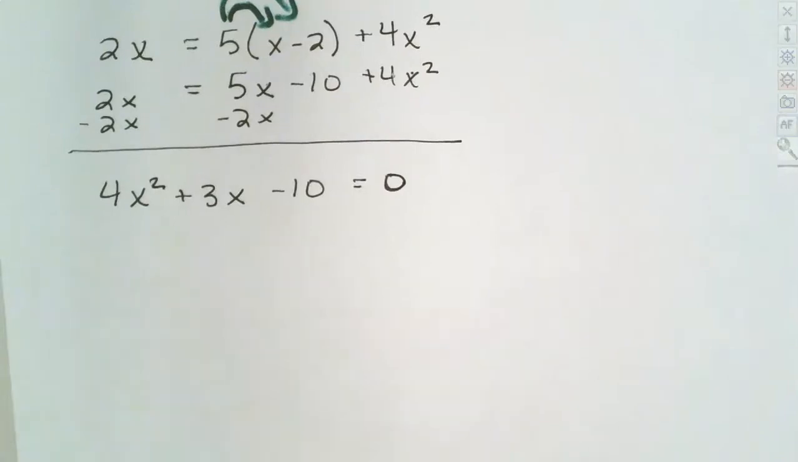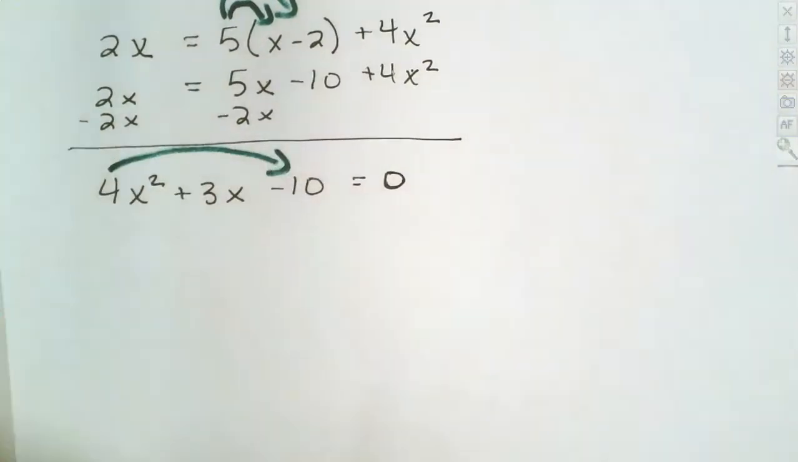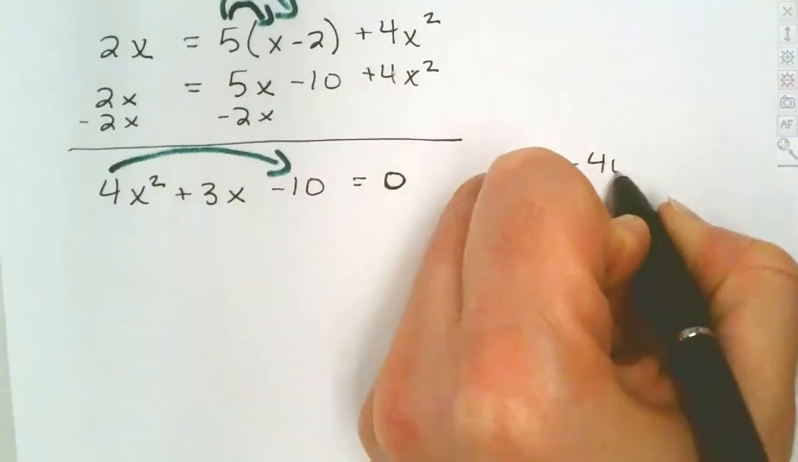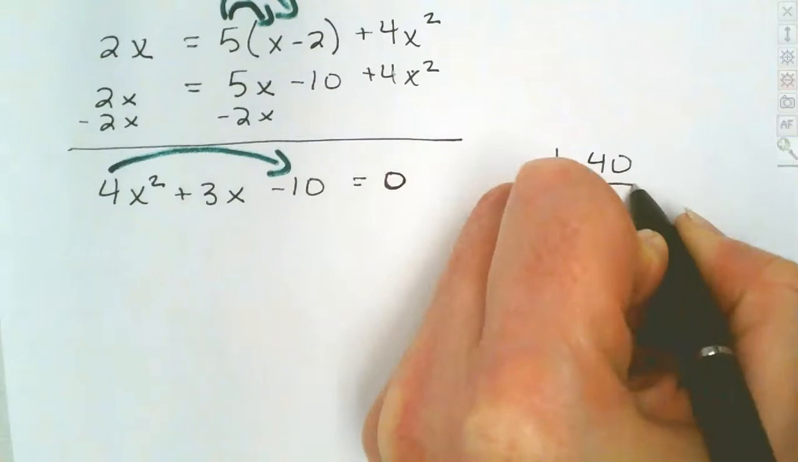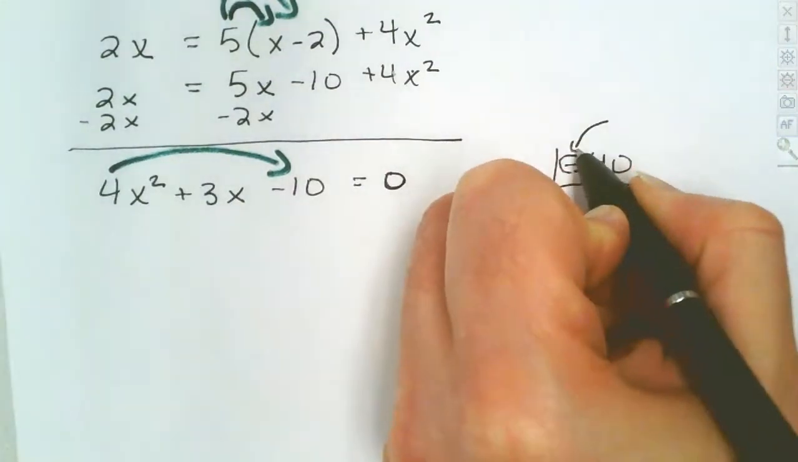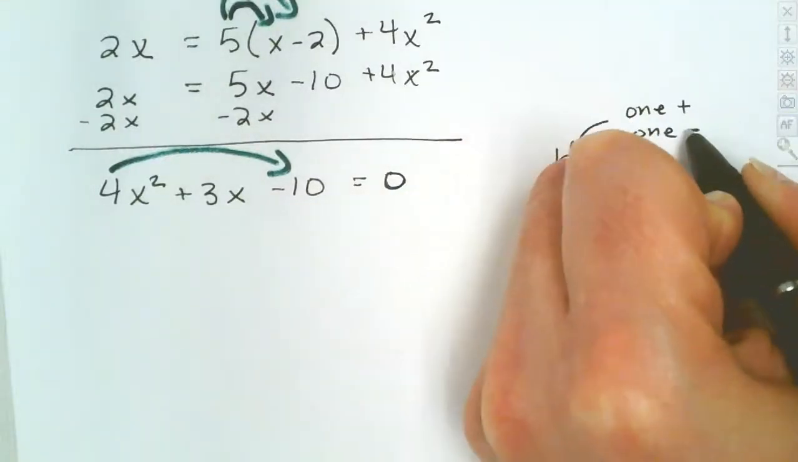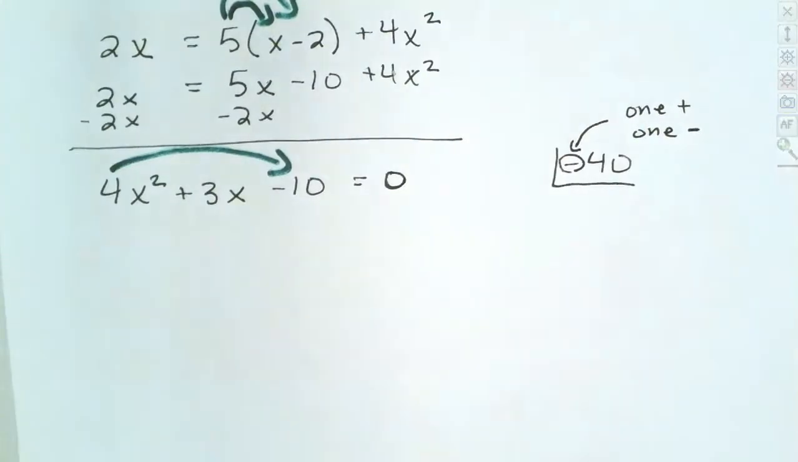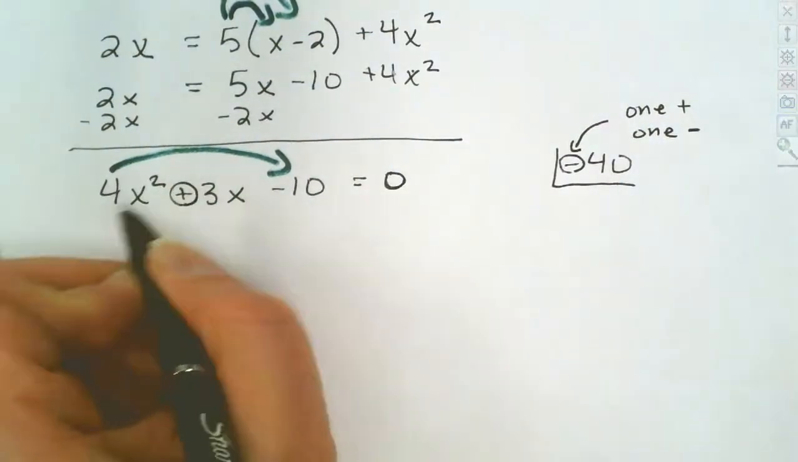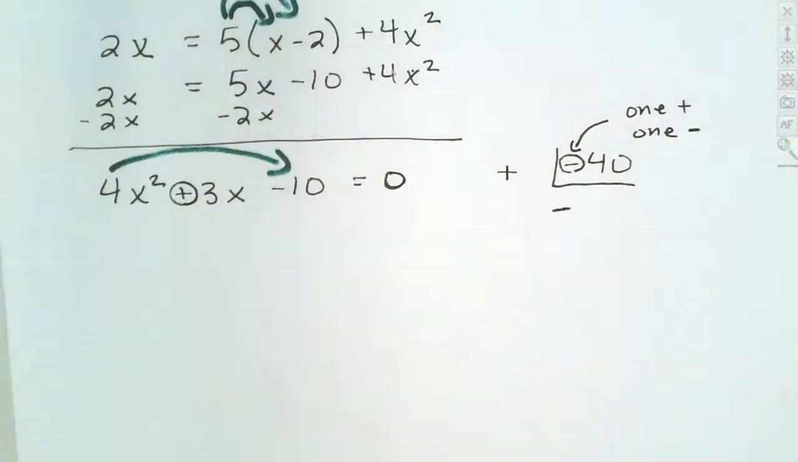This one I think is going to be very easy to factor. So we're going to take the first number times the last number. And 4 times a negative 10 is a negative 40. So what do we know? We know this is negative. So that tells me then that one number is positive, one number is negative, doesn't it? And what about the middle? Middle's positive, so our larger number is positive, smaller number is negative.